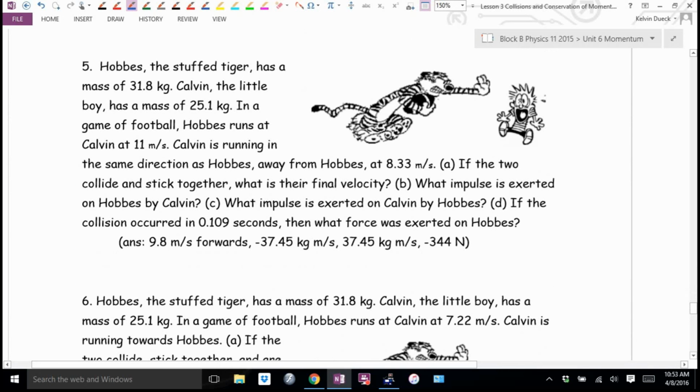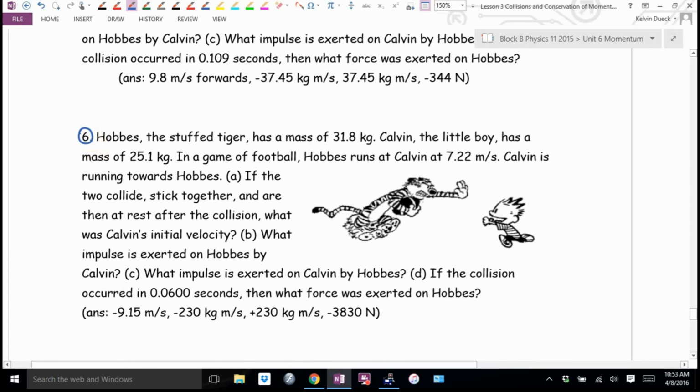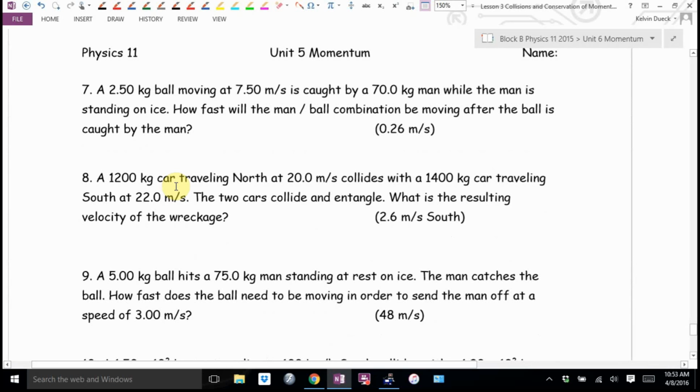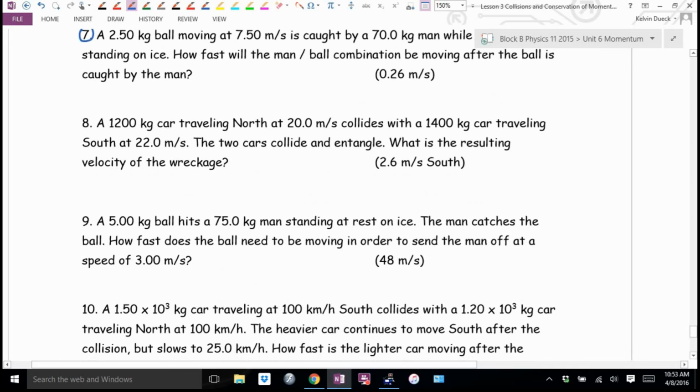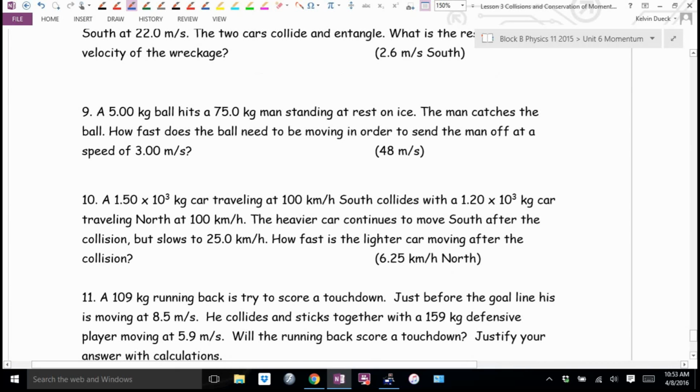Oh, Calvin and Hobbes. We'll try number 5. A little more Calvin and Hobbes, number 6. Seven is good. Eight is good. I'll go do 9, skip 10.